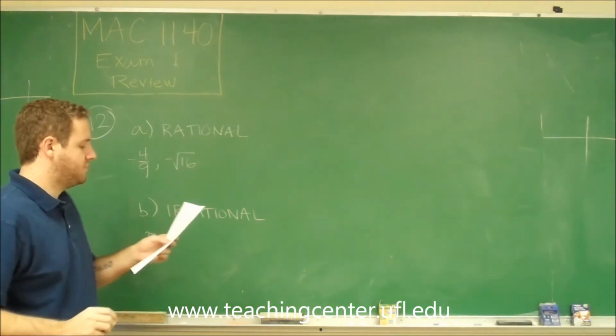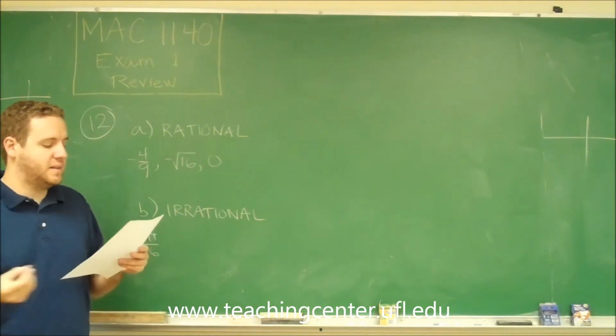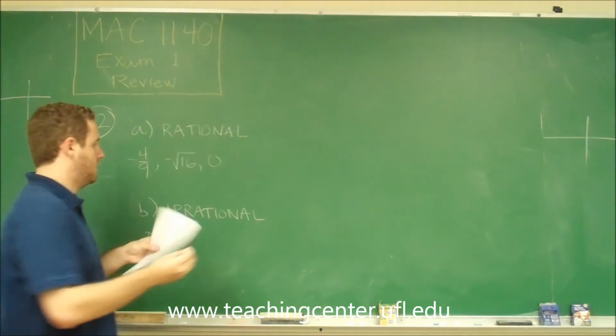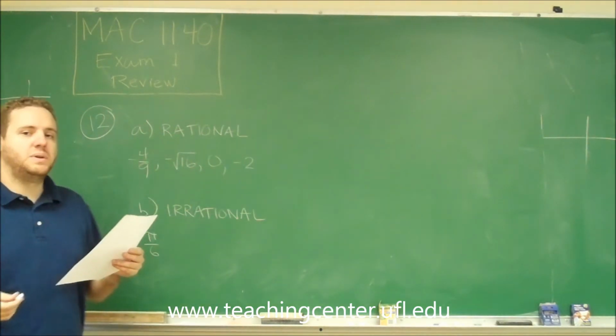0, definitely a rational number. It is an integer. Anything that's an integer is automatically a rational number. -2, again, definitely rational. Alright, this one we need to think about a little bit.